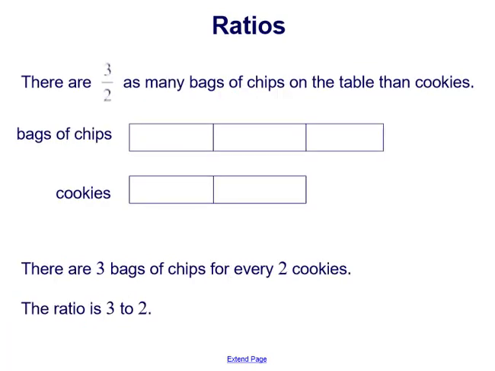Another example, there are 3 halves as many bags of chips on the table than cookies. So here we have this idea of the fraction with multiplication, but we can break that down: if we have 2 cookies, there would be 1, 2, 3 bags of chips. So there are 3 bags of chips for every 2 cookies. The ratio is then 3 to 2.